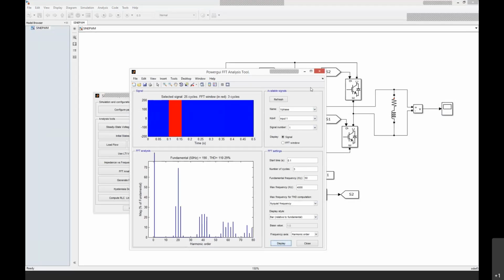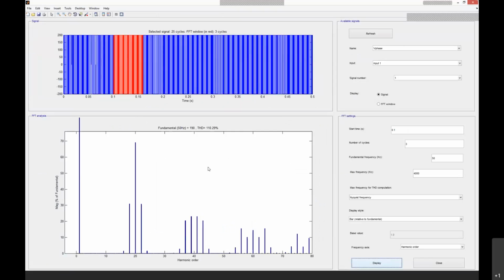So this is the harmonic spectrum. You can see the plot is in terms of harmonic order, and I change it to harmonic frequency, so now it is showing in the frequency form. Here I consider 1 kilohertz as the carrier frequency. Therefore the harmonic is available at MF, corresponding to 20.